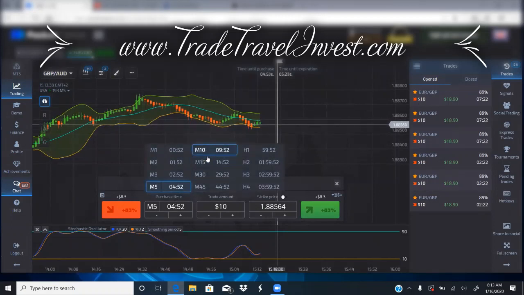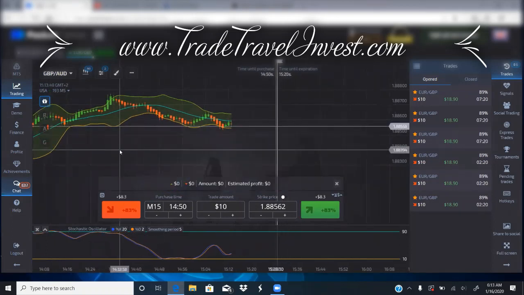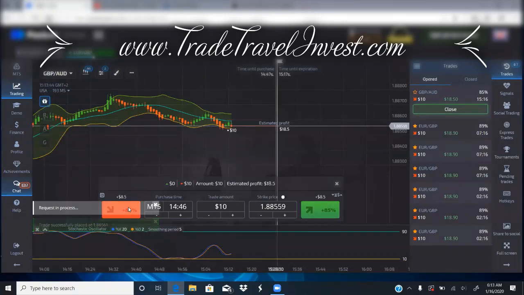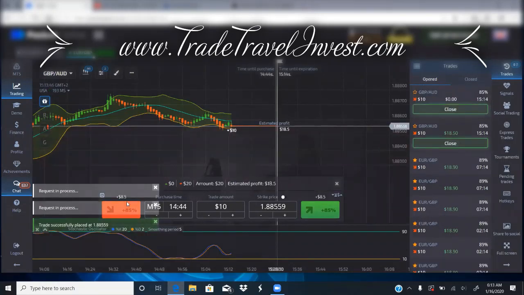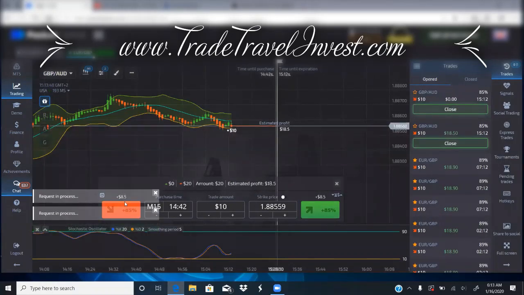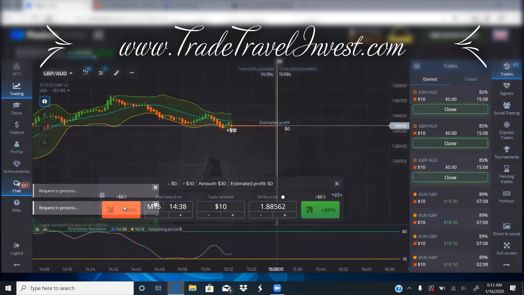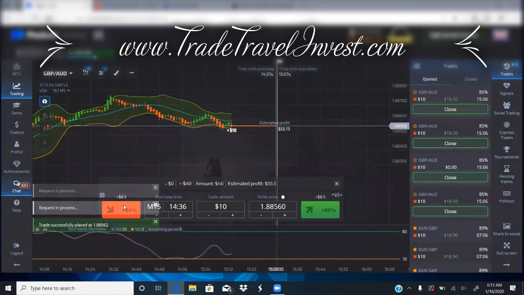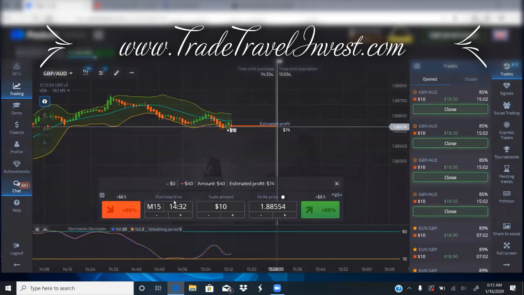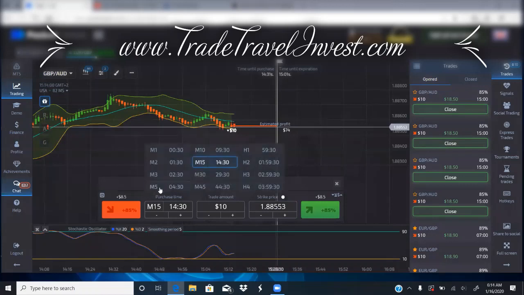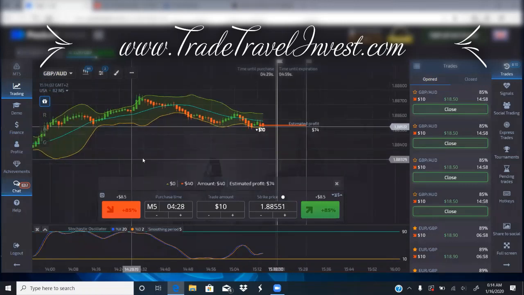So let's do 15 minutes. Let's set our time frame for 15 minutes. I'm going to enter a couple of 15-minute puts right now on GBP AUD. So I entered 4 15-minute puts on GBP AUD. I'll change it back to 5 minutes.